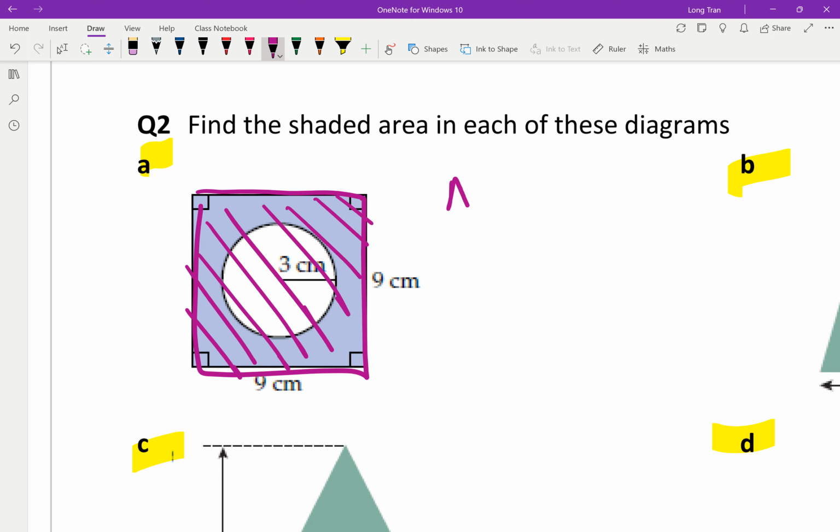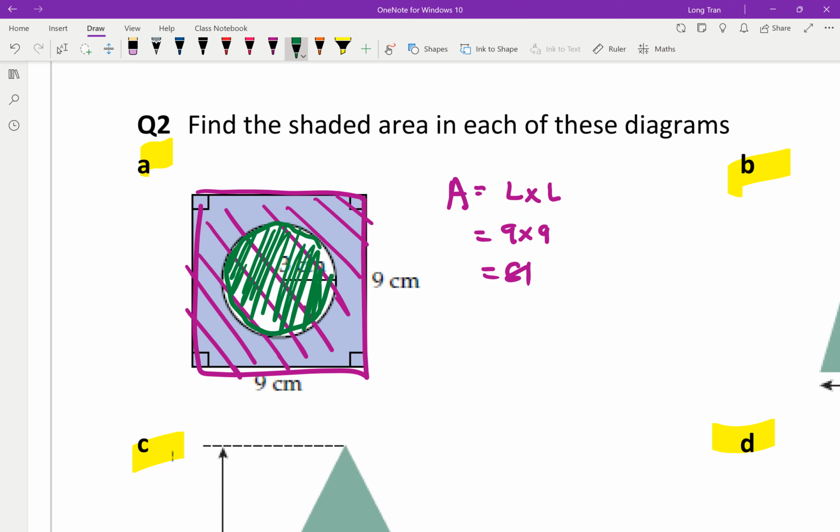If I asked you just to find the area of that, you would have told me area of a square is length times length, which is 9 times 9, and you just said 81. True? But I don't want the full area. I want the area minus the circle in between. True? You don't want this section, the green section. You just want the purple section now, minus the green. So how do you do that?